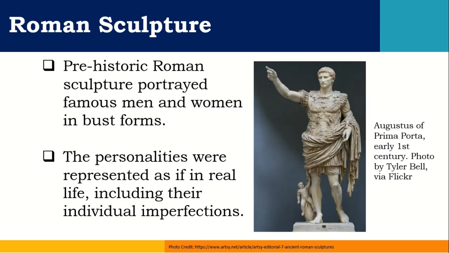Roman sculpture. Prehistoric Roman sculpture portrayed famous men and women in bust form. The personalities were represented as if in real life, including their individual imperfections. An example is Augustus of Prima Porta, early 1st century.